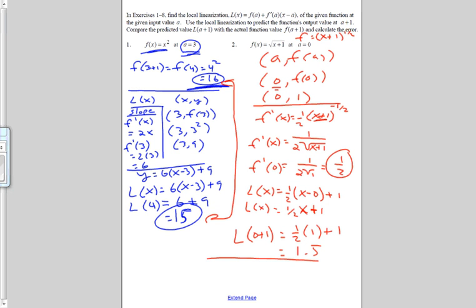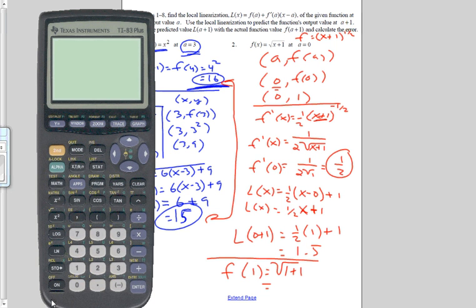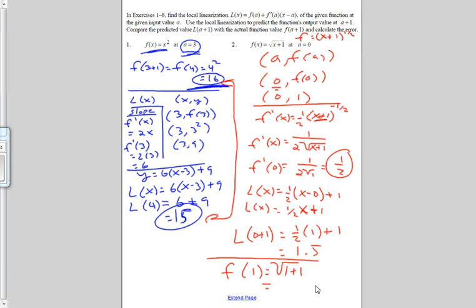And then we want to compare that to what it actually is. Well, what it actually is, f of 1 equals the square root of 1 plus 1, and that is 1.4 something. That's the square root of 2. I should know this. 1.414, that's right. So 1.414. So our linear approximation did a pretty good job at approximating the actual function.